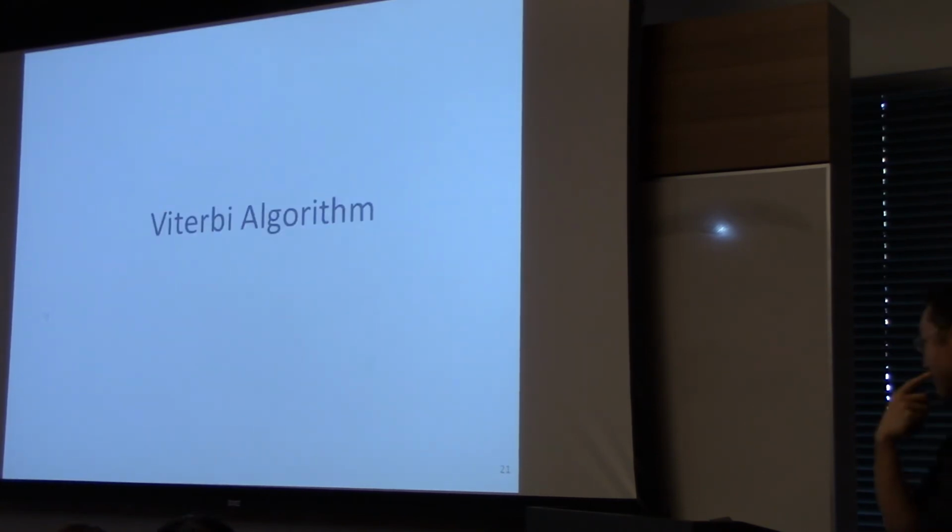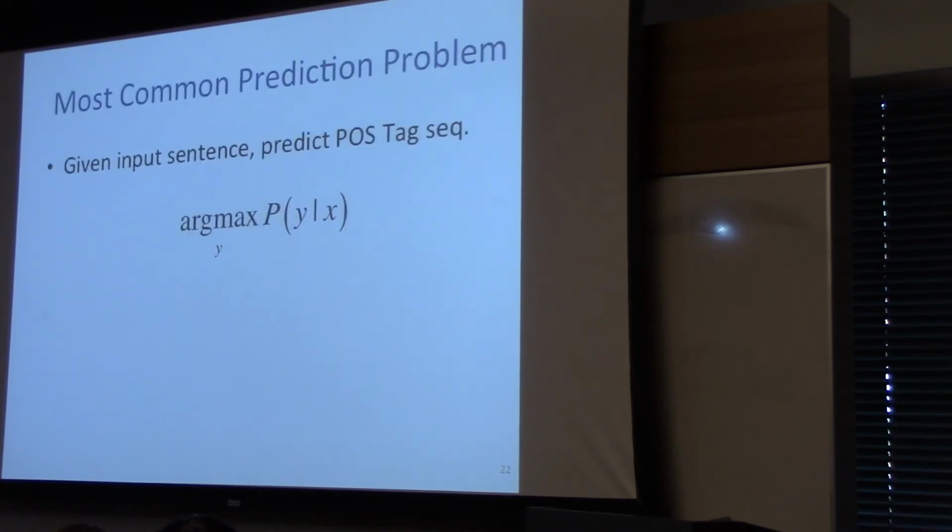Okay, so the Viterbi algorithm. The most common prediction problem, given a trained hidden Markov model, I'll talk about training a hidden Markov model at the end of the lecture, but right now let's assume the hidden Markov model has already been trained. We want to make predictions from it. The most common one, of course, is given an input sequence of words, predict the sequence of part of speech tags, in particular, predict the part of speech tag sequence that has the highest probability according to our model.